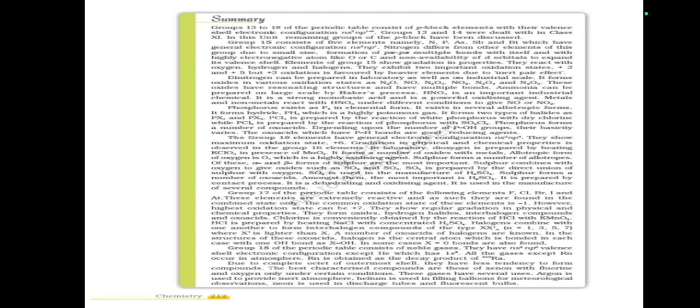Sulfur forms a number of allotropes, of which the alpha and beta forms of sulfur are the most important. Sulfur combines with oxygen to give oxides such as SO2, SO3. SO2 is prepared by the direct union of sulfur with oxygen. SO2 is used in the manufacture of H2SO4.